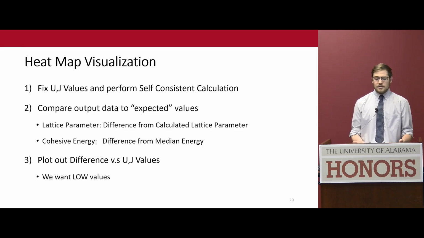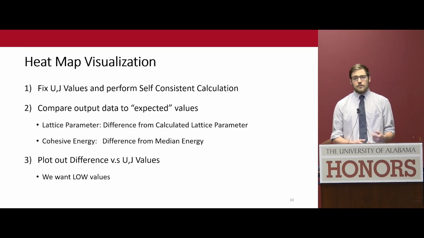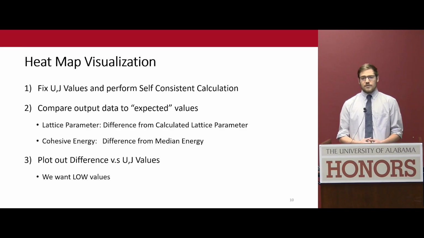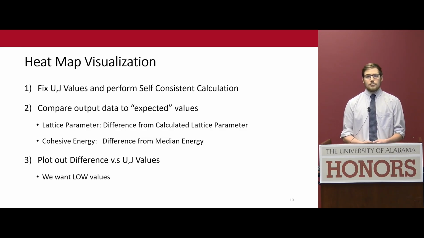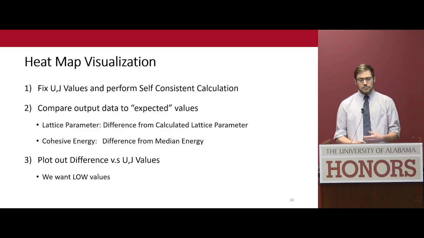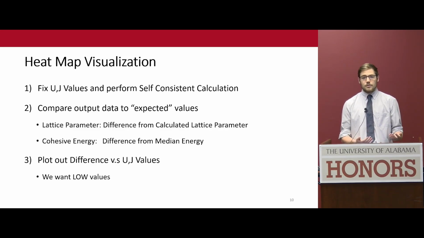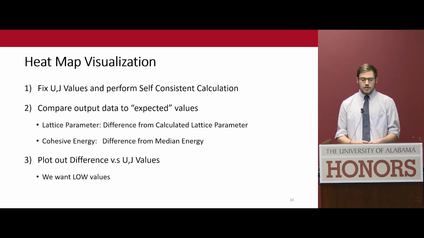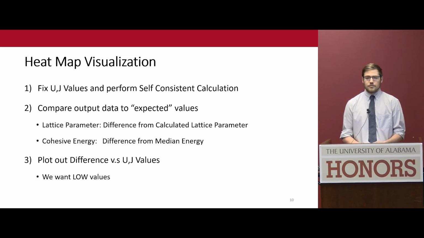So to give you a little idea of how we're going to visualize this data, as I mentioned before, we fix a particular value for U and J, and then we perform the self-consistent field calculation to get output data related to equilibrium lattice constant, magnetic moment, and cohesive energy. Then we compare this output data to our expectation values. Essentially, for lattice parameter, this means we're going to compare to the values I just mentioned before, whereas for the cohesive energy, we're going to compare it against the median energy for all of these runs.